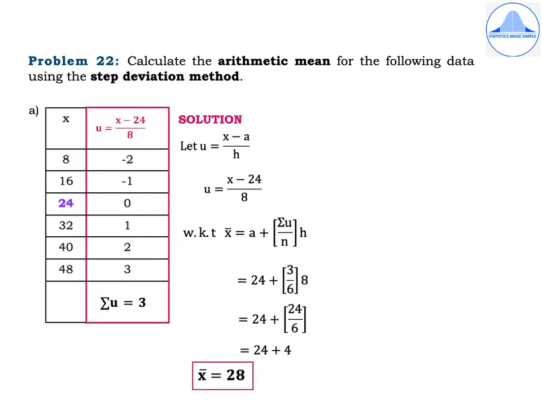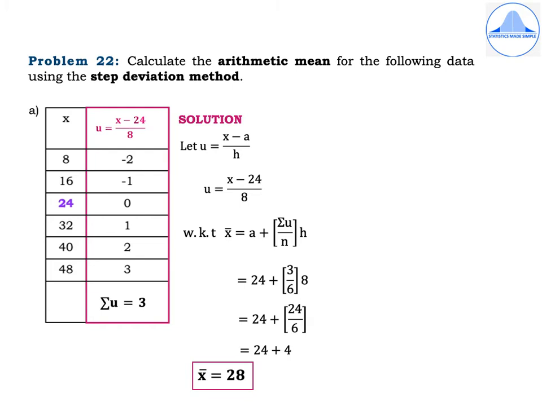Problem 22. Calculate the arithmetic mean for the following data using the step deviation method. This problem also has 6 subdivisions, where I'll be solving 2 problems belonging to the raw data, 2 from discrete and 2 from continuous format. So let's start with subdivision A. The x values given are 8, 16, 24, 32, 40 and 48.